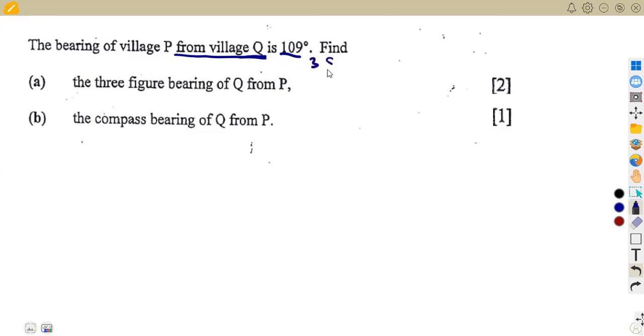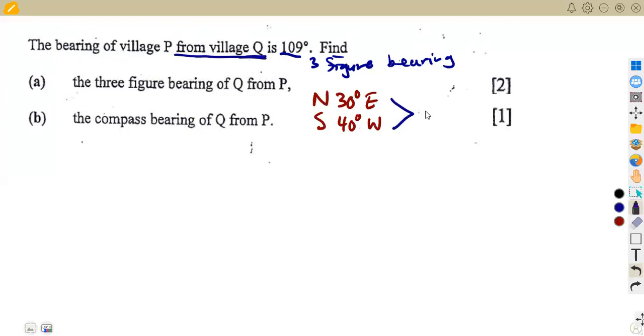This one, it's a 3-figure bearing. Remember, there is 3-figure bearing and compass bearing. Compass bearing is the one that you set in terms of north poles. It can be north 30 degrees to the east, or maybe south 40 degrees to the west. When you are presenting in this manner, we are referring to a compass bearing. This one is a 3-figure bearing, whereby you are just representing your values in terms of 3 digits. We do not have these poles or directions to the east or west.